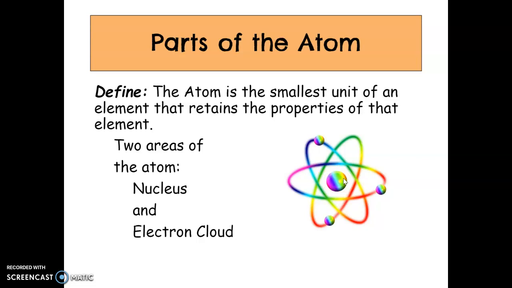If you think back to biology, the DNA is in the nucleus, which is the center, the control center of the cell. The nucleus is going to be the center of the atom. And then the electron cloud is outside, and this is the location of the electrons.